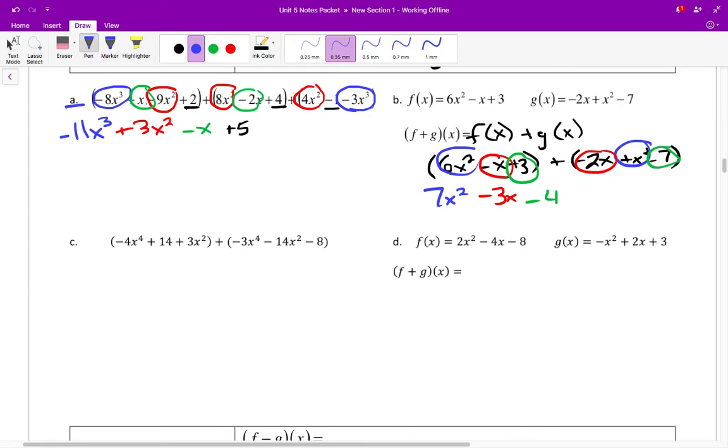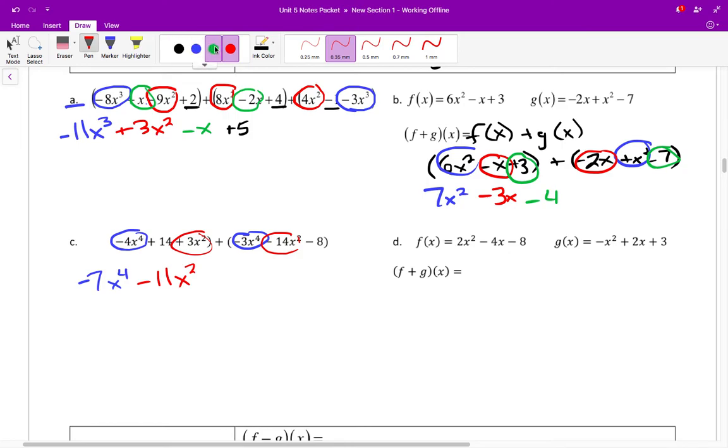Alright, here's your chance to check yourself. Starting with your highest degree, you had a negative 4x to the fourth, and negative 3x to the fourth becomes a negative 7x to the fourth. My next highest degree, I don't have any x cubes in my first polynomial. In fact, I don't have any in my second. You don't want to write a plus 0x cubed. You don't need it. Instead, let's look to the next highest degree, which is x squared. And I've got 3x squared and a negative 14x squared. Those would combine to be a negative 11x squared.